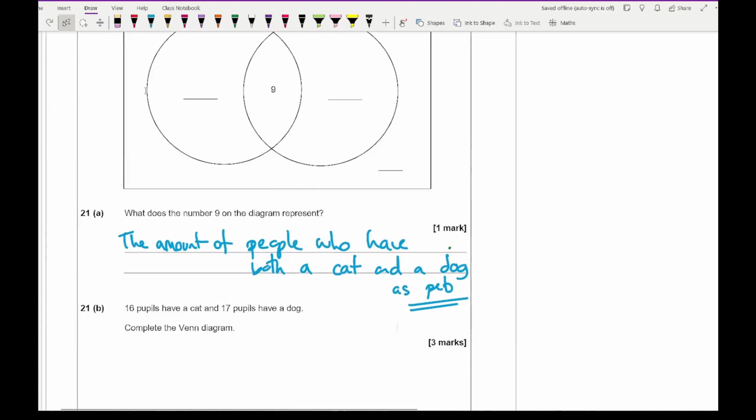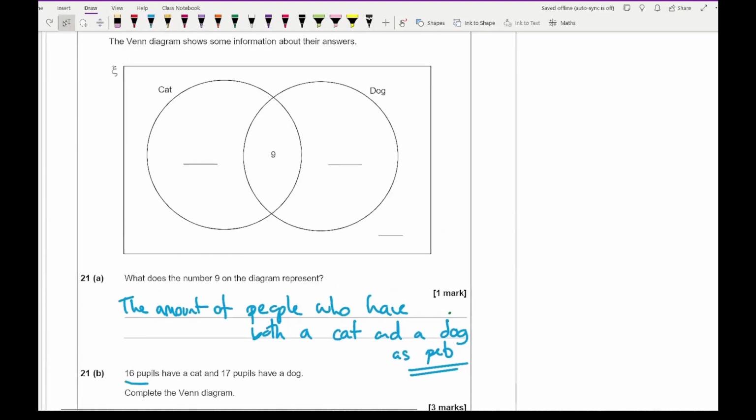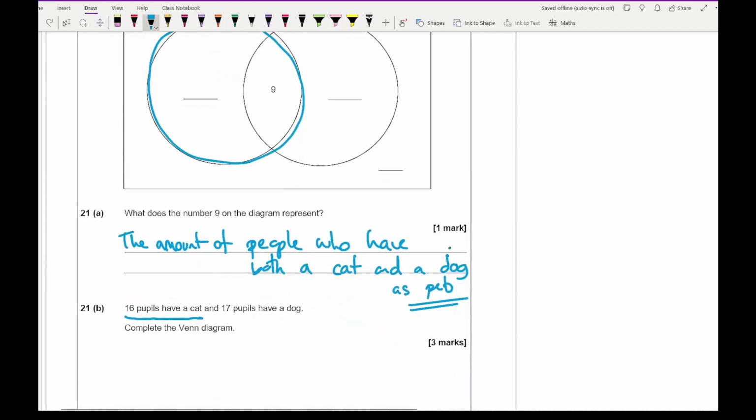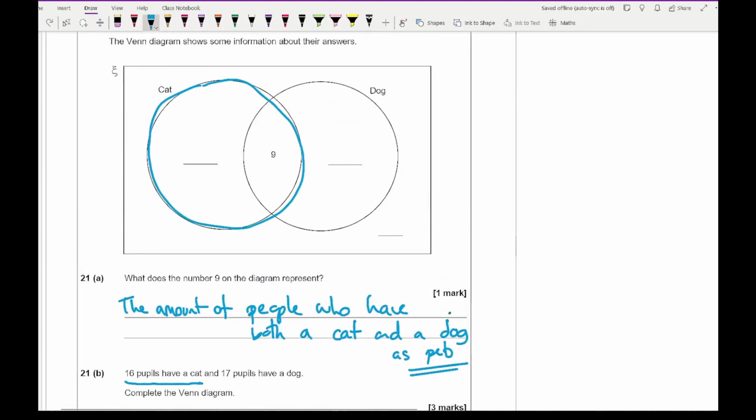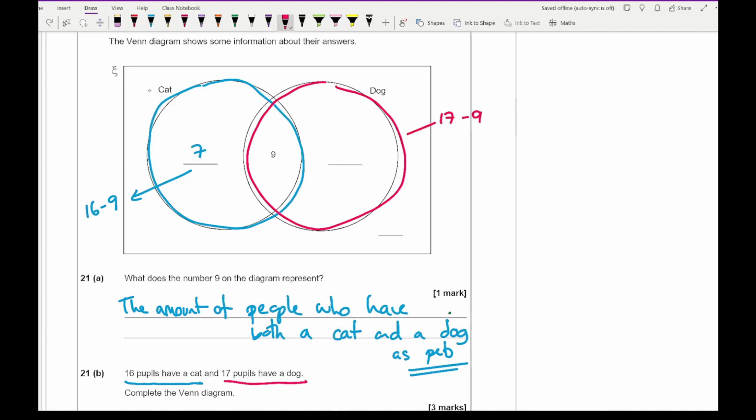Question 21b, it says 16 pupils have a cat, 17 have a dog. Complete the Venn diagram. Well, 16 people have cats, so that means that this blue circle needs to add up to 16. So if 9 people are in that shared area, then to work out this number, I've just got to do 16 take away 9, which is 7. Then we know that 17 people have a dog, so this dog circle needs to add up to 17. So 17 take away 9 is going to give me 8 rather.